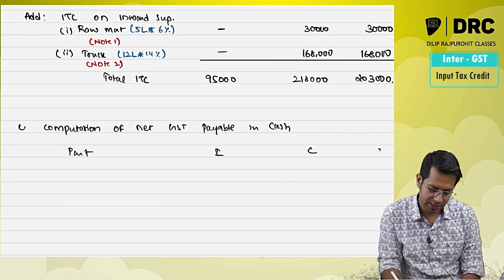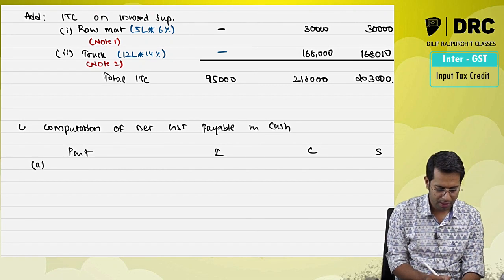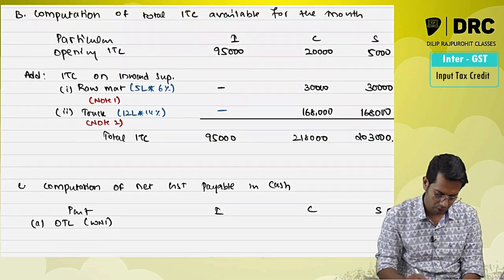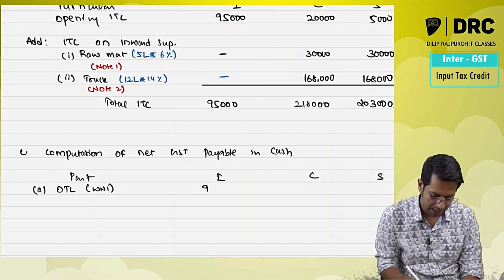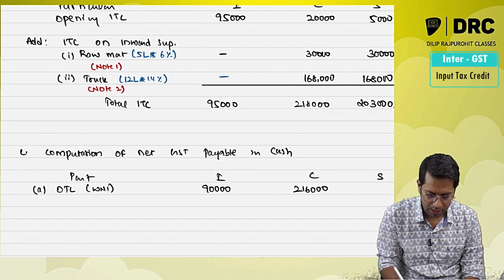Particulars: IGST, CGST, SGST. Now here, point number 1, output tax liability as per working note number 1, I mean that point number 1 which we did above. How much is that? 90,000, 2,16,000 and 2,16,000.